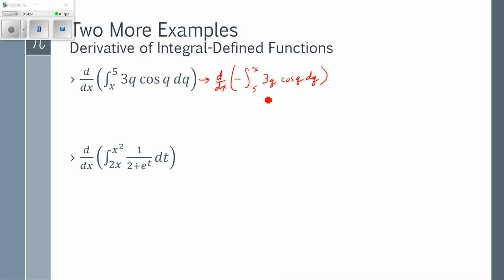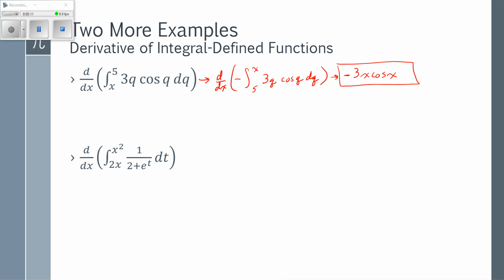Now I have a constant in the lower bound, x is in the upper bound, so I have the negative sign as a constant multiple. X replaces my dummy variable. And then I could think of it as, well, times the derivative of my upper bound, but that's just 1. And so here is my derivative.